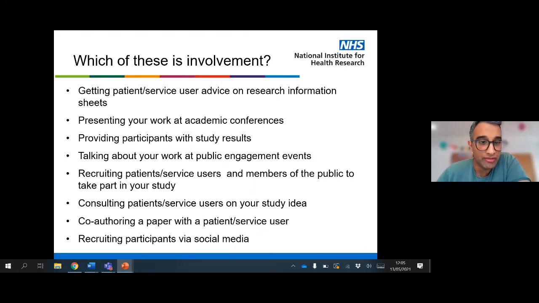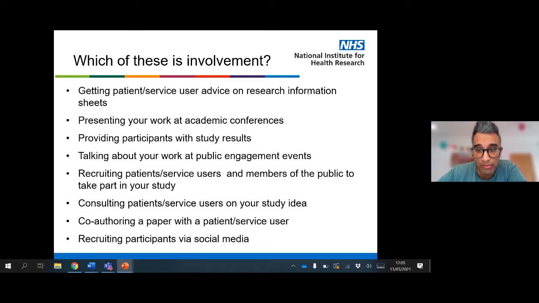So these are various kinds of activities that we as researchers do. So getting patient or service user advice on your research information sheet. Do you, for example, think that is a form of involvement? Or how about presenting your work at an academic conference or providing your study participants with your study results?